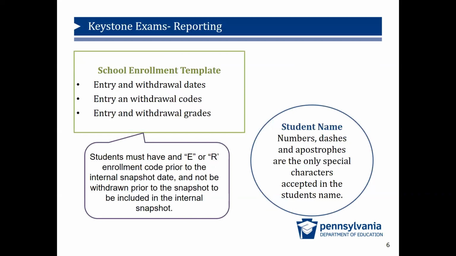Data from the school enrollment template is used to determine the students who will be included in the internal snapshot. Please pay special attention to the accuracy of entry withdrawal dates, codes, and grades. Students must have an E or R enrollment code prior to the internal snapshot date and not be withdrawn prior to the snapshot to be included in the internal snapshot.